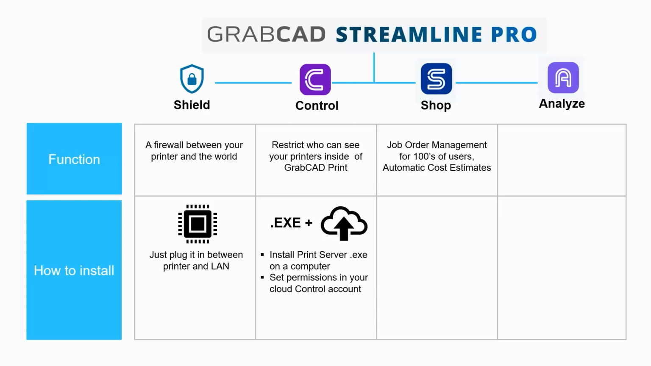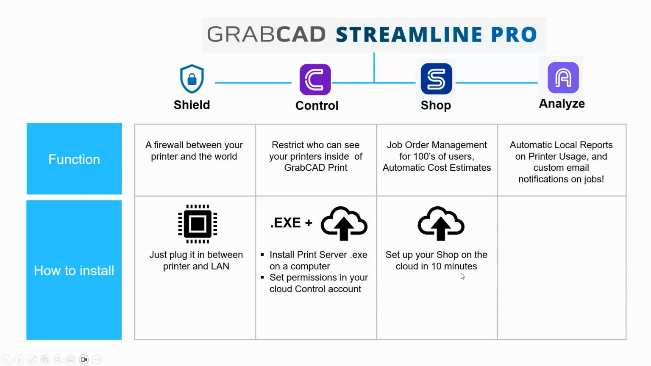GrabCAD Shop is a job order management tool for hundreds of users, able to track hundreds of print jobs at once. You can also get automatic cost estimates. This is entirely on the cloud, so you should have your shop on the cloud in about 10 minutes, but your files will also live on the cloud in this case.